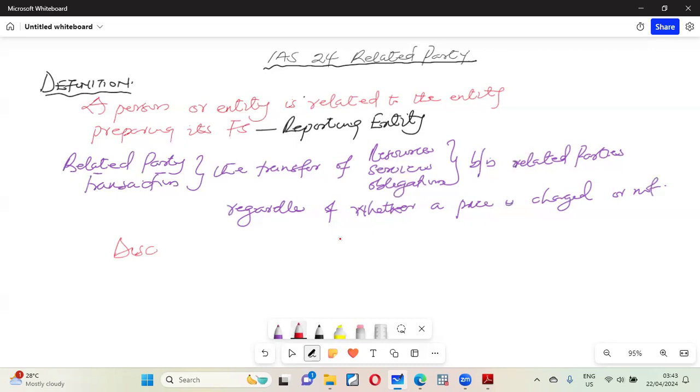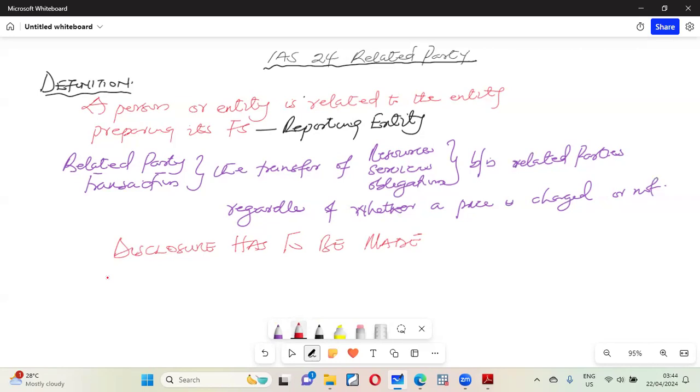Why? Because if the disclosure is not made, it distorts the financial understanding. It distorts the financial performance and the financial position presentation. Because if the user is not made aware of certain disclosures, it means that he has not been given the opportunity to see certain aspects of the performance of the entity and the position of the entity. So therefore, it is very important that related party transactions are disclosed.